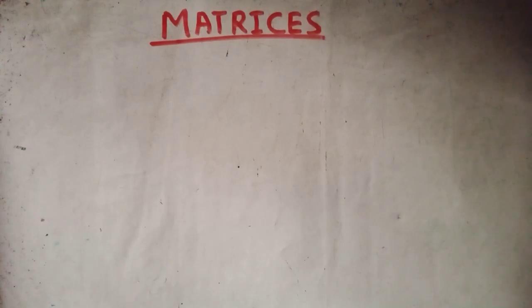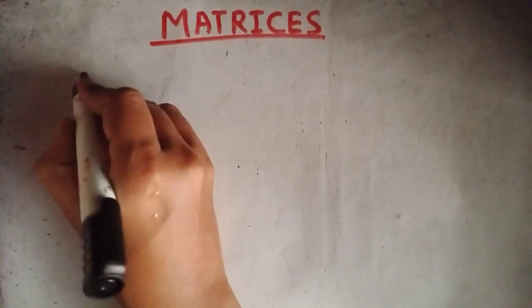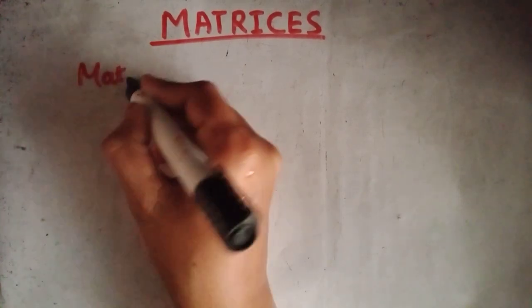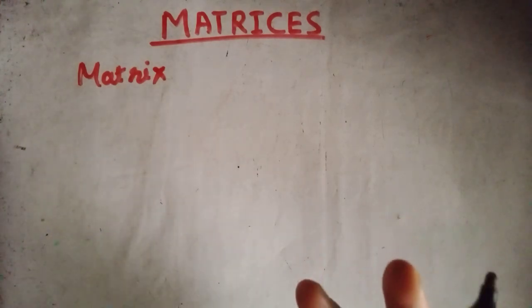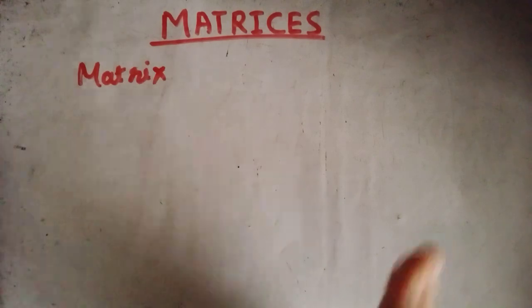Hello students. So today we will be starting with the lesson matrices. So matrix. A matrix is an arrangement or a representation of some information which is given to you.